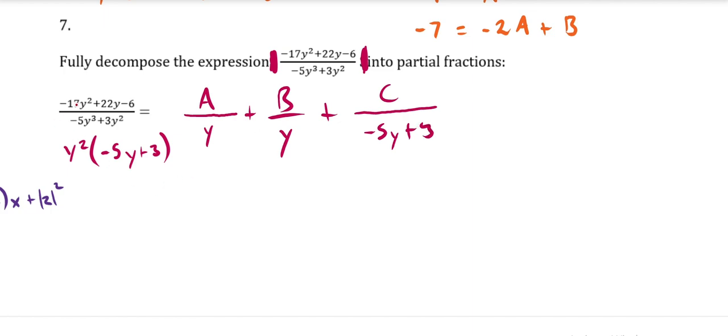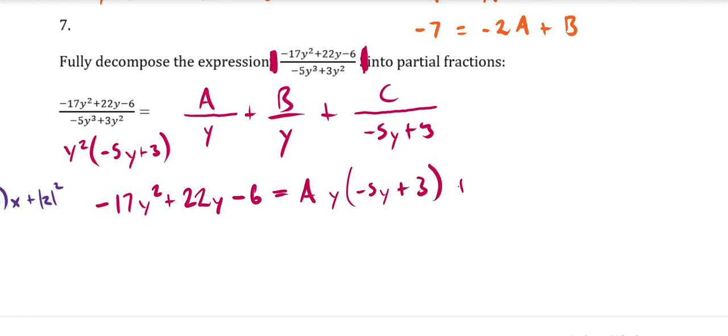If I multiply on both sides here by this denominator, on the left-hand side it cancels completely, leaving me just the numerator. And on the other side, it cancels as follows. We'll have a times a single y, since only one y cancels here, times minus 5y plus 3. And then here we're going to have b times y squared, that should be. So the y's both cancel, and we have times minus 5y plus 3.